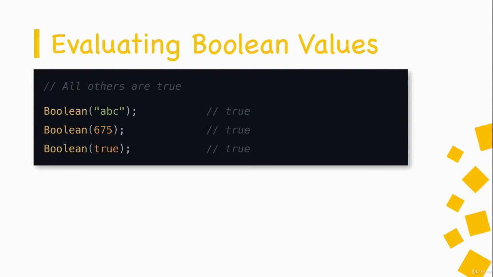Now, you'll learn much more about Booleans and how they're used when we get to more advanced topics like conditionals and loops. But for now, just know that there's a data type in JavaScript called Booleans, and it can only take in the value either true or false.